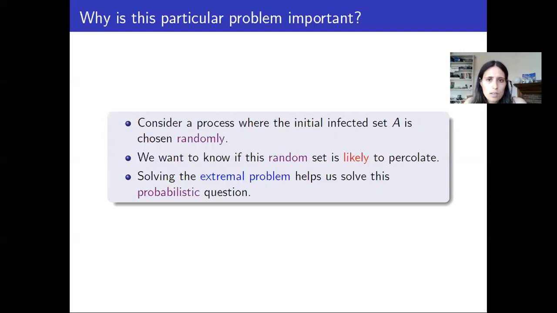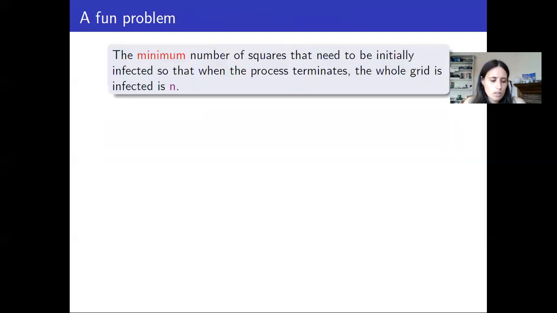Okay, so I'm not going to talk in much more detail about my actual research, but I'm going to tell you the answer to this grid question that I asked you earlier. So we determined that we wanted to prove that the minimum number of squares that need to be initially infected is n. How do we do this?